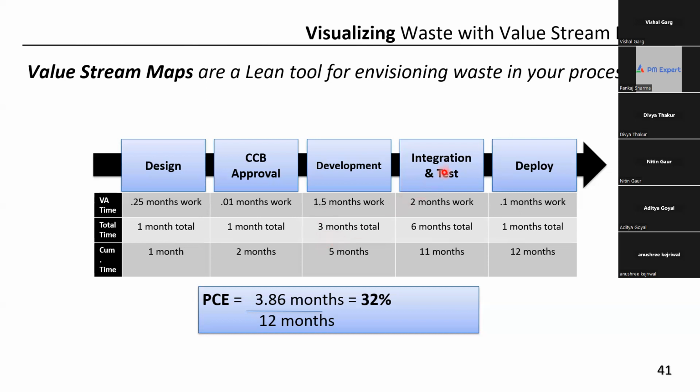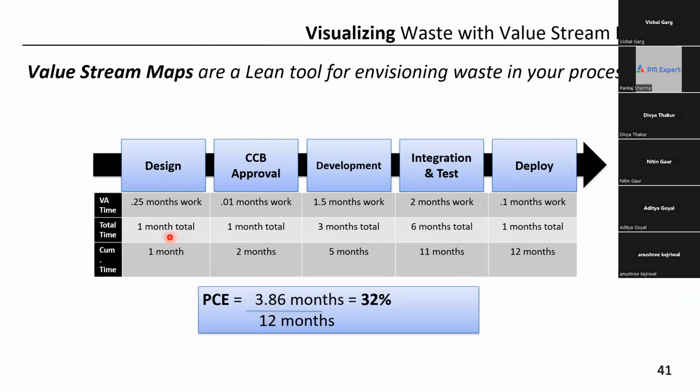Now, integration and test, 2 months is the value added time and 6 months is the total time, right? Similarly, deployment, 0.1 month is the actual time and 1 month is the total time. Now, using this value stream map analysis, what we understand is we take a ratio of value added time by total time.